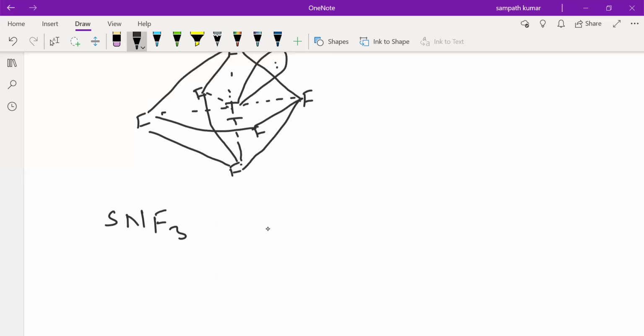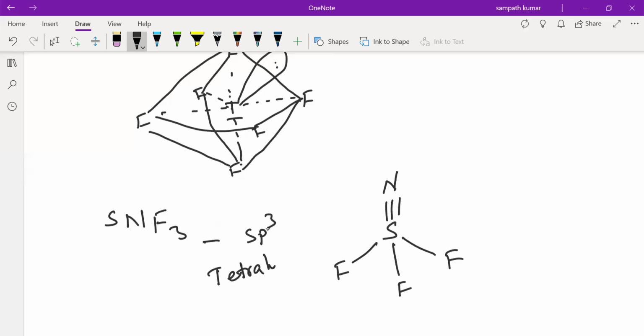Of course, like this the geometry is sp3. Only 3 bonds are forming on the sulfur. Nitrogen, sir. Nitrogen triple bond, sir. Very good. Nitrogen triple bond. This is also an sp3 hybridization molecule, tetrahedral. This is also a tetrahedral molecule.